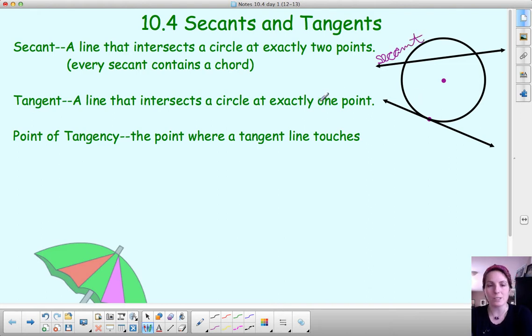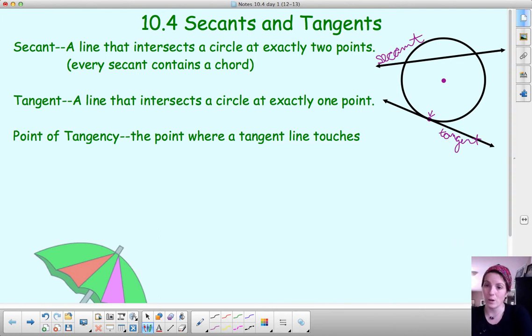The second word is the word tangent. A tangent is a line that intersects a circle at exactly 1 point. We call that point the point of tangency. So this point is the point of tangency, right here. And this line is called a tangent, or a tangent line. Tangent.